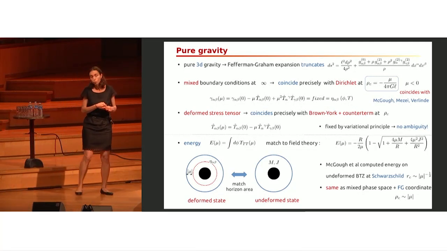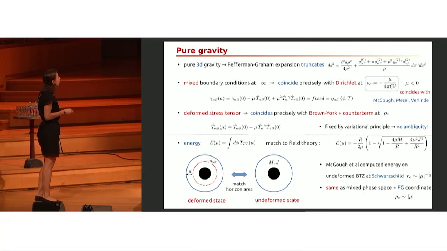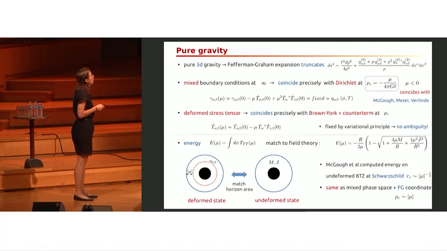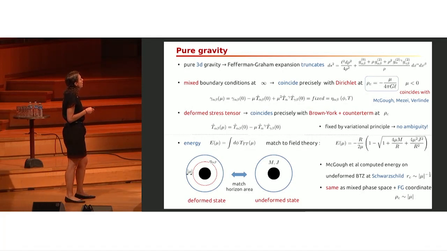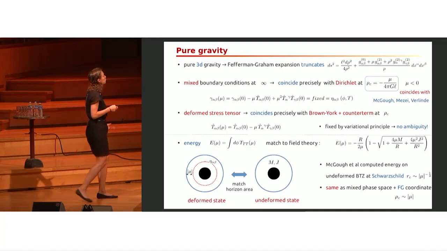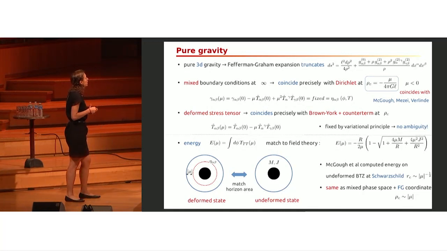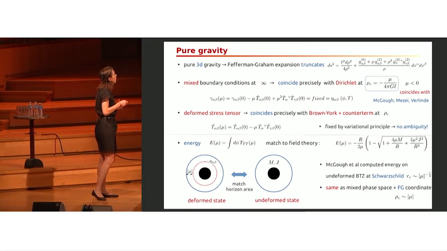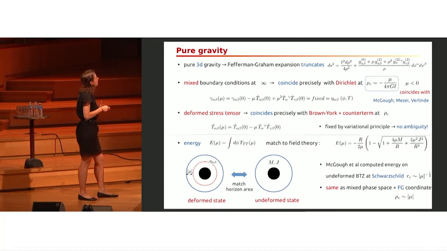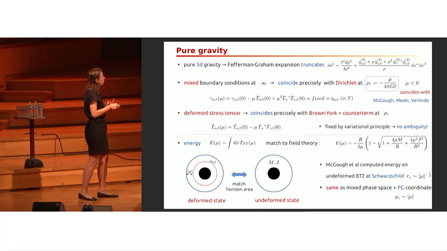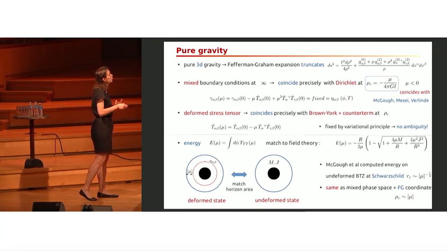If we want to measure the energy of this configuration, we can match it perfectly to field theory. So basically, the idea is that in the phase space we have to make the metric on this surface flat. So we compute the energy using the usual formula, and then we try to write a formula like this in terms of the energy of the undeformed state.